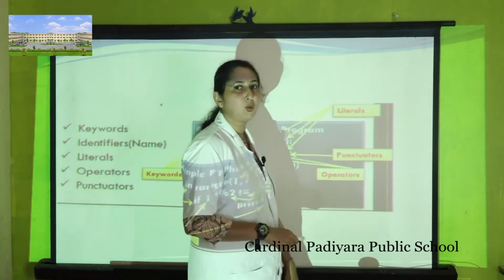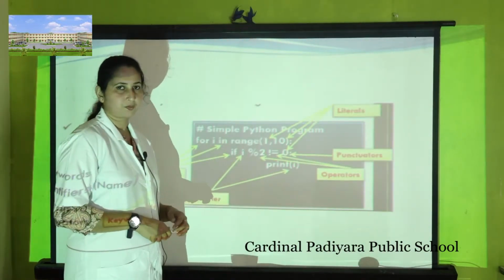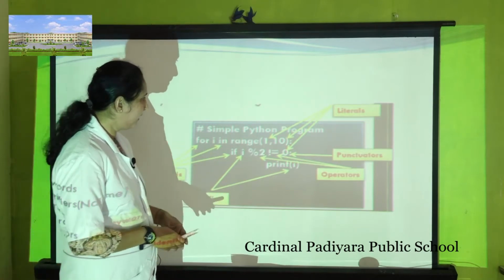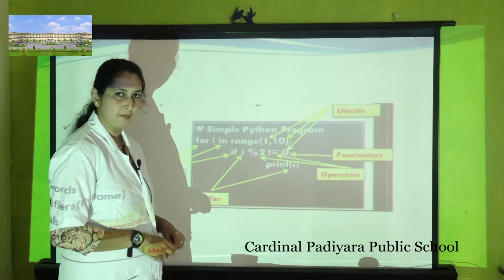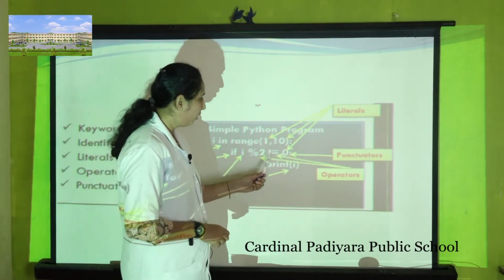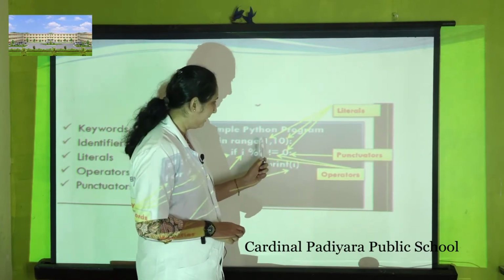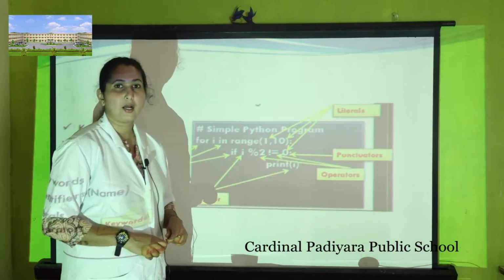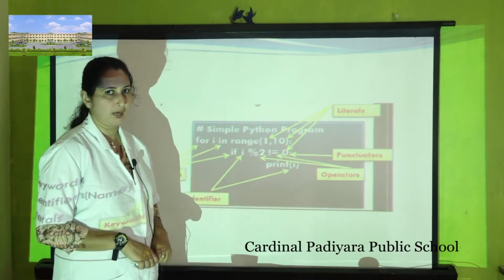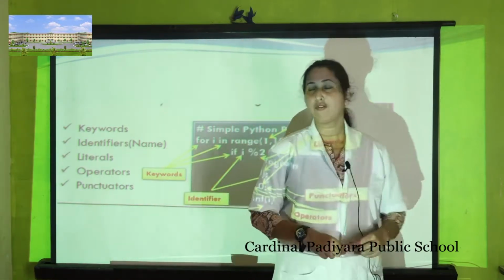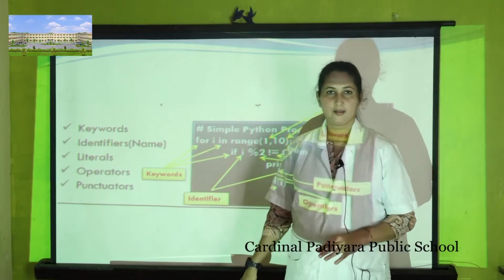Next, we have to find the punctuators. Punctuators means symbols. Which are the symbols used in this program? Here we can see that colon is a symbol. Not equal to is an operator, a relational operator, and the punctuators are symbols that are used in a program. Here colon is the symbol in this program. Okay, is it clear for you? These are the different types of tokens in a program.